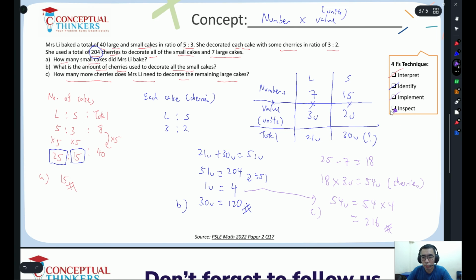So next thing is we can try to inspect by checking, ensure that we use all the numbers correctly. We didn't do any transfer error and we didn't make any calculation mistakes. Also read the question carefully. Okay, so with this, this is the way to solve this question.